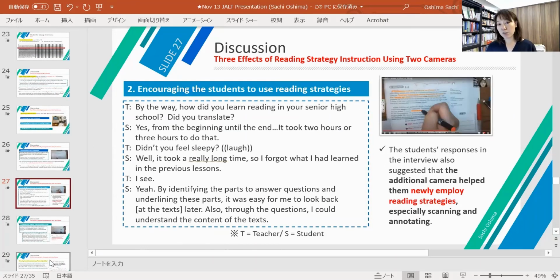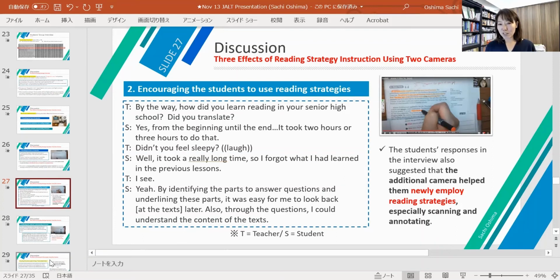Second, encouraging the student to use reading strategies. This is a quote from the individual interview. By the way, how did you learn reading in your senior high school? Did you translate? Yeah, from the beginning until the end, it took 2 hours or 3 hours to do that.